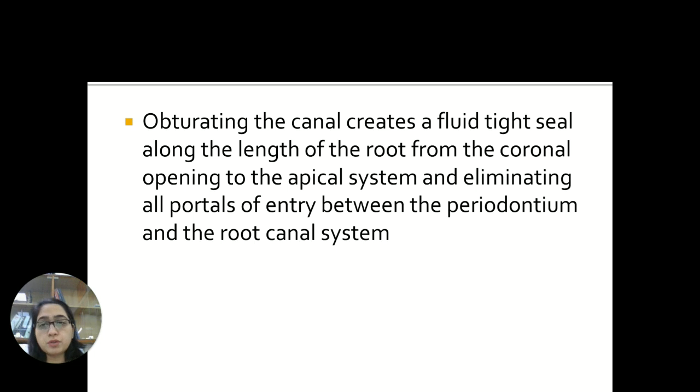Now coming to obturation. So basically the purpose of obturation of root canal is to create a fluid tight seal along the length of the root from the coronal opening to the apical system, and thus eliminating all the portals of entry of microorganisms between the periodontium and the root canal system.